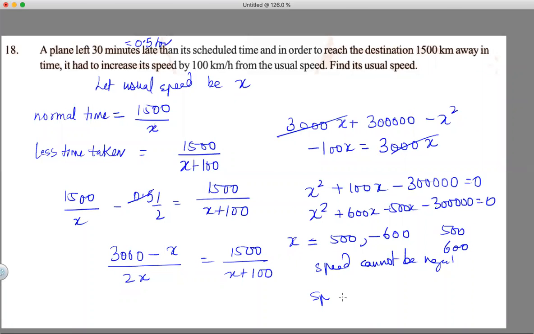So speed, normal speed जो है usual, not normal, sorry. The word used is usual. Usual speed is equal to 500 kilometer per hour. Got that? Okay. In word problems, always, when you find the answer, go back and read the question to check you have answered what was asked. Okay. So usual speed ही पूछी थी and वही हमने निकाल लिया, right?